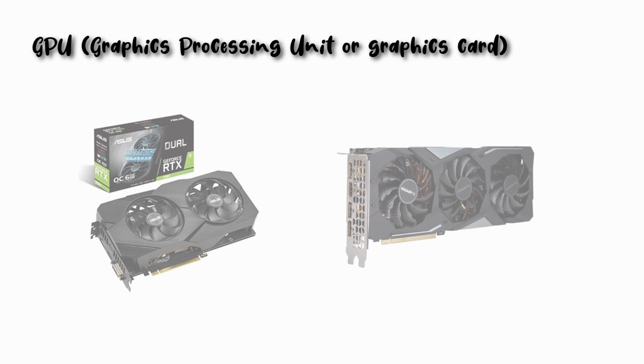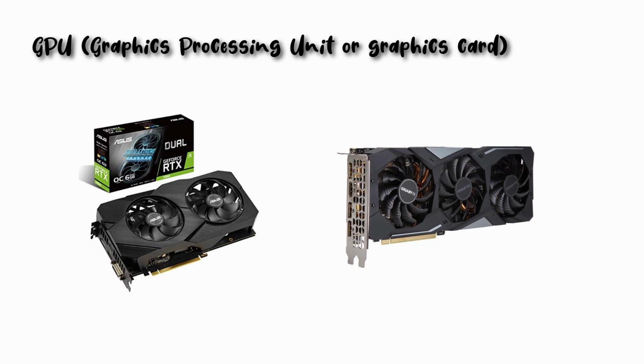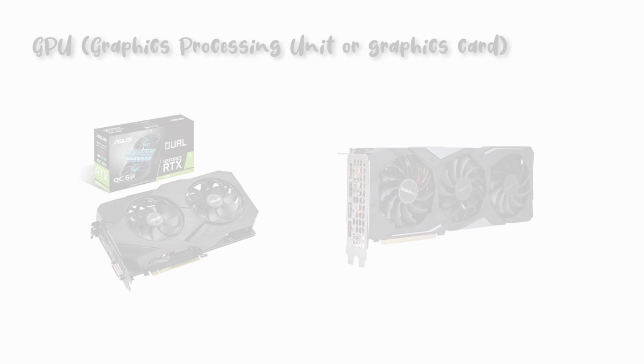The GPU interprets all code and information that is given from the CPU to display onto the monitor and dictates how well the images and videos appear. These are very important to gamers and video editors who highly prioritize graphics.